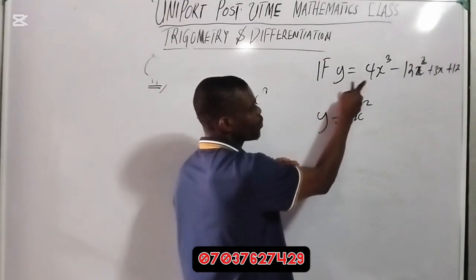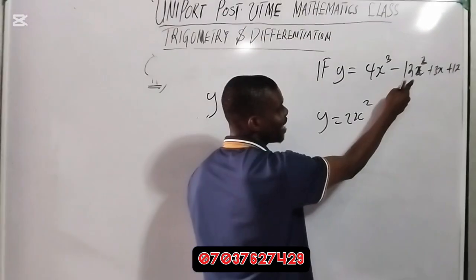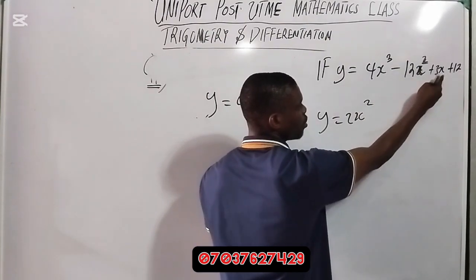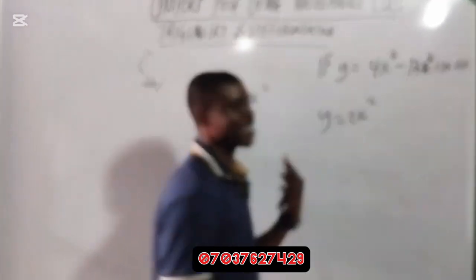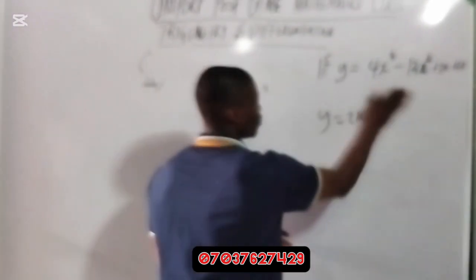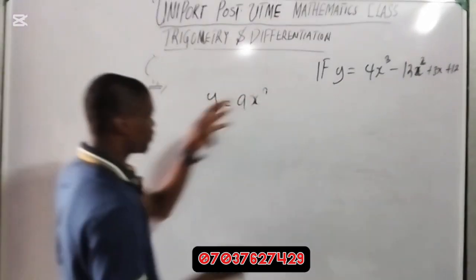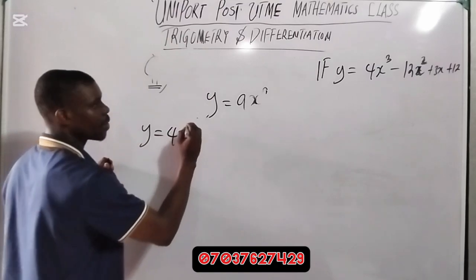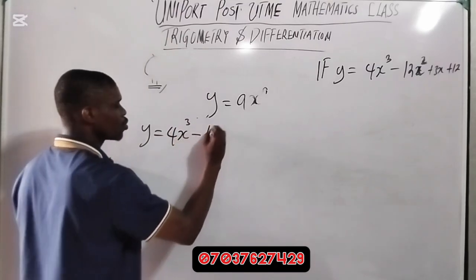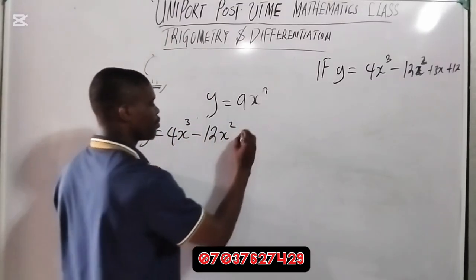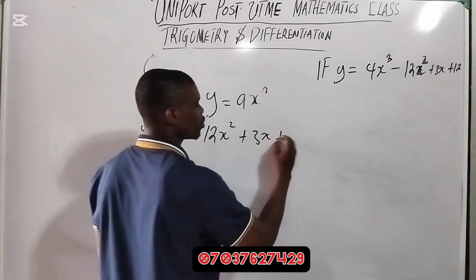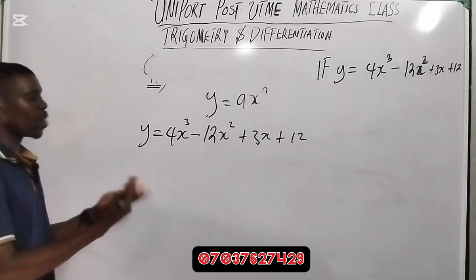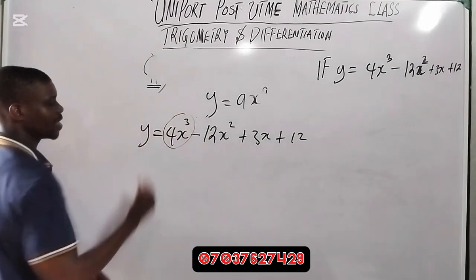Here you have y equals 4x power 3 minus 12x power 2 plus 3x plus 1, right? So I want to differentiate them one after the other. So let me just go down here. So you have y equals 4x power 3 minus 12x power 2 plus 3x plus 12, right? So you differentiate them one after the other. Now bring this guy out, differentiate this guy.